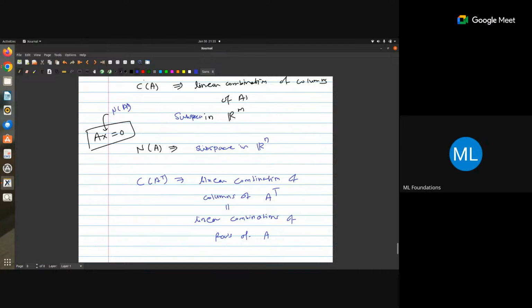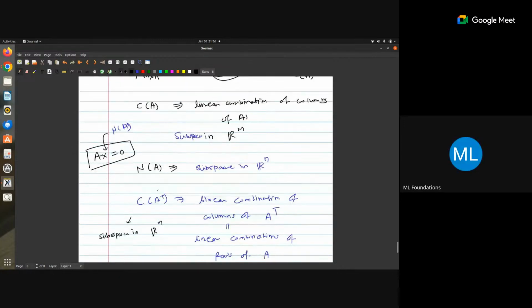And how to find the column space of A transpose? It's not required to solve an equation here. You just need the linear combinations of the columns of A transpose, and this is a subspace in R^n, right? It's a transpose, so yes, it's R^n.